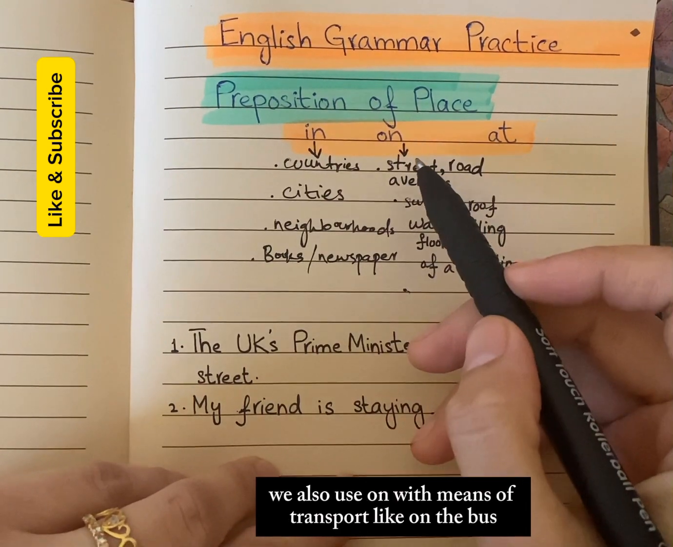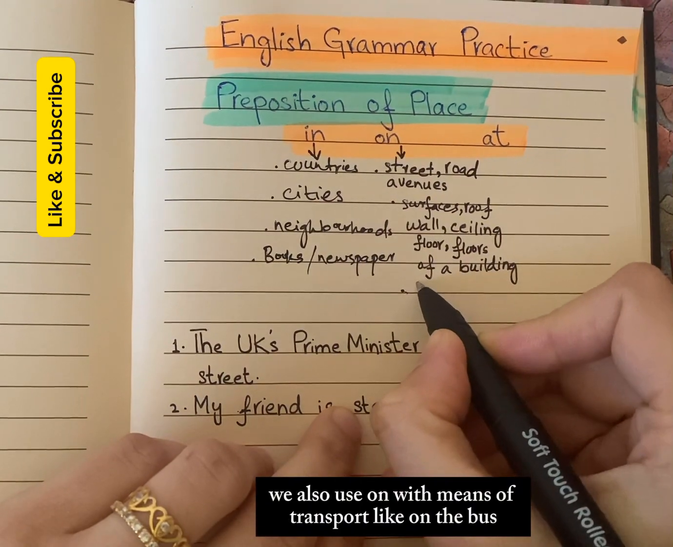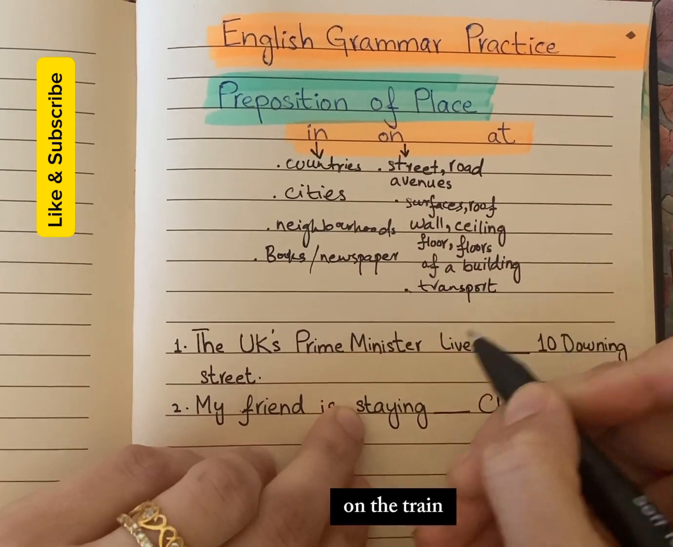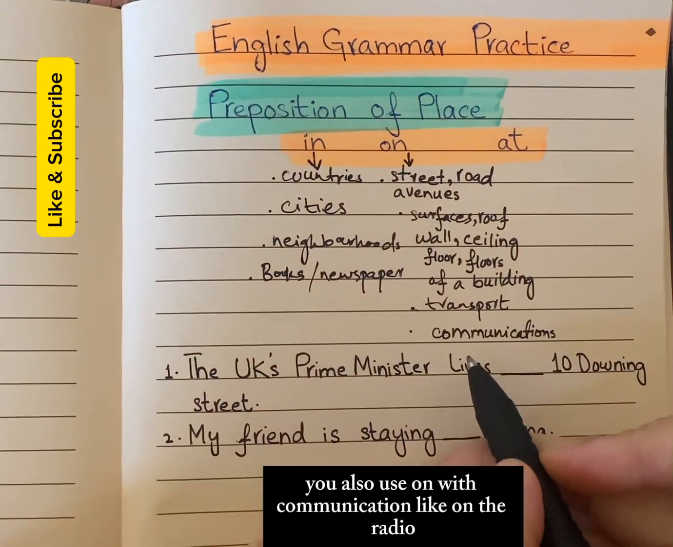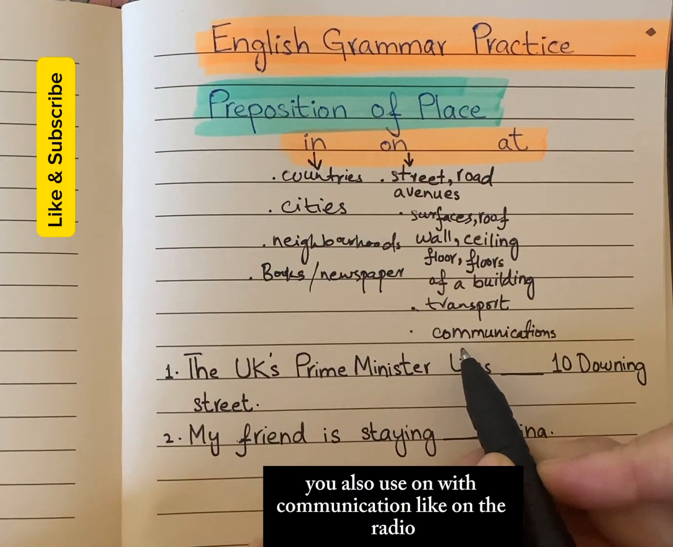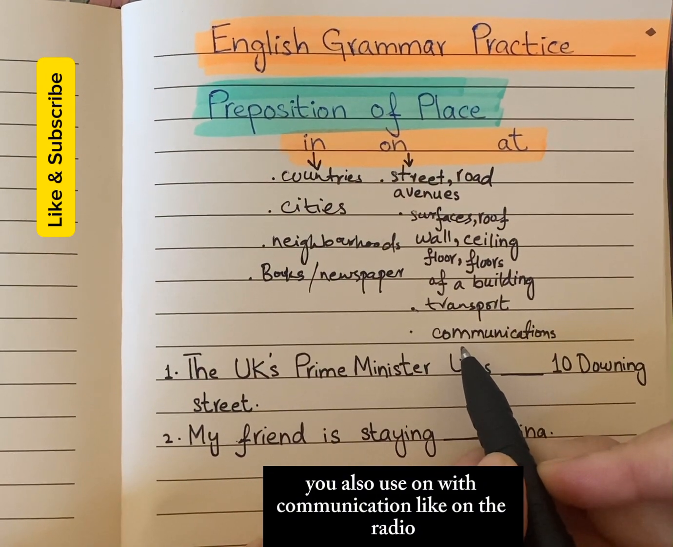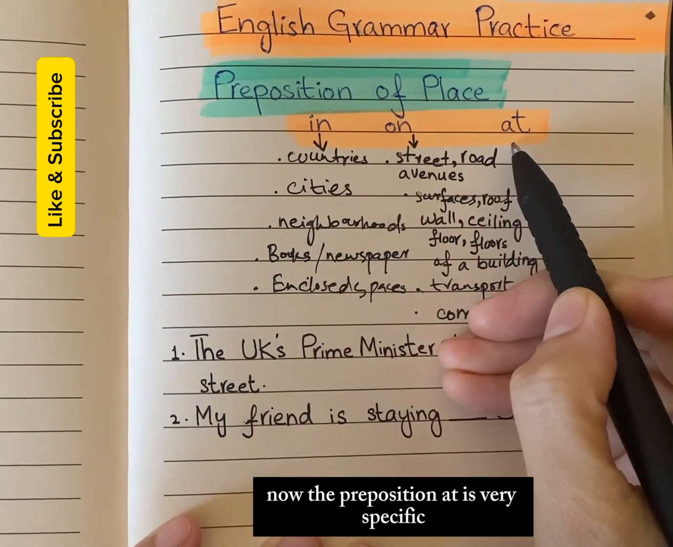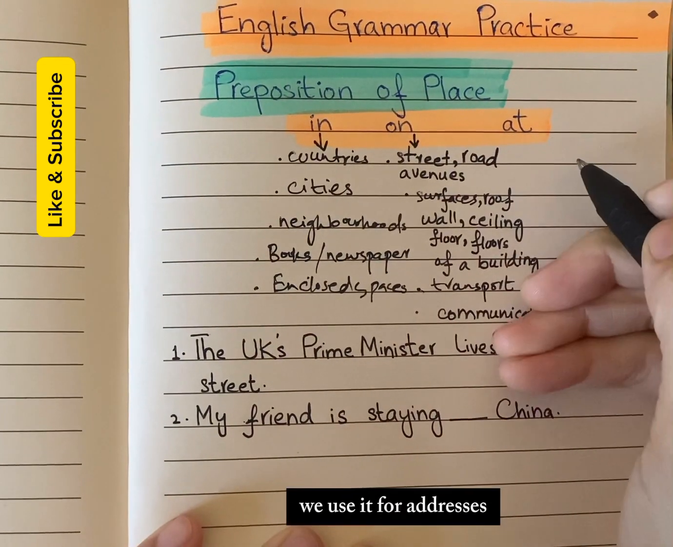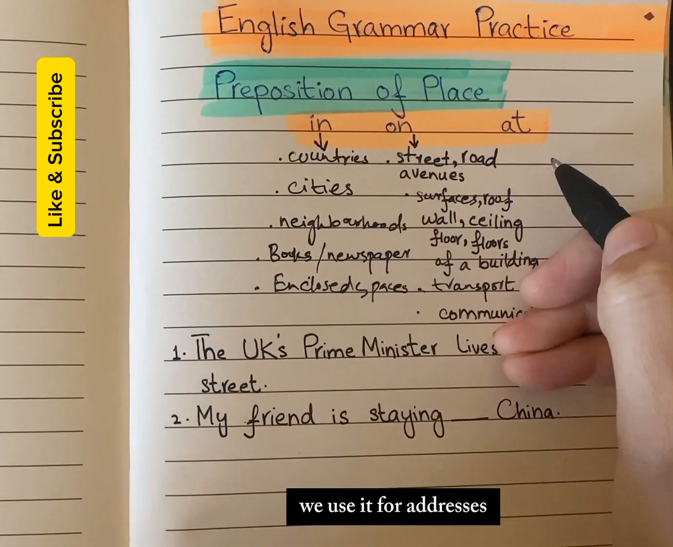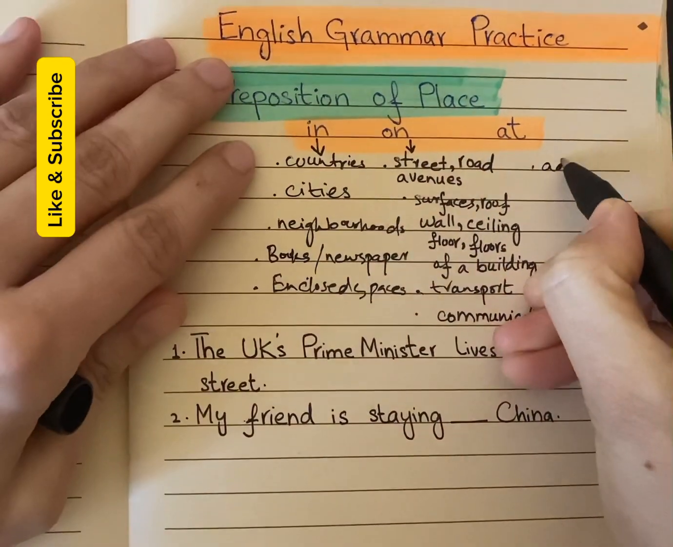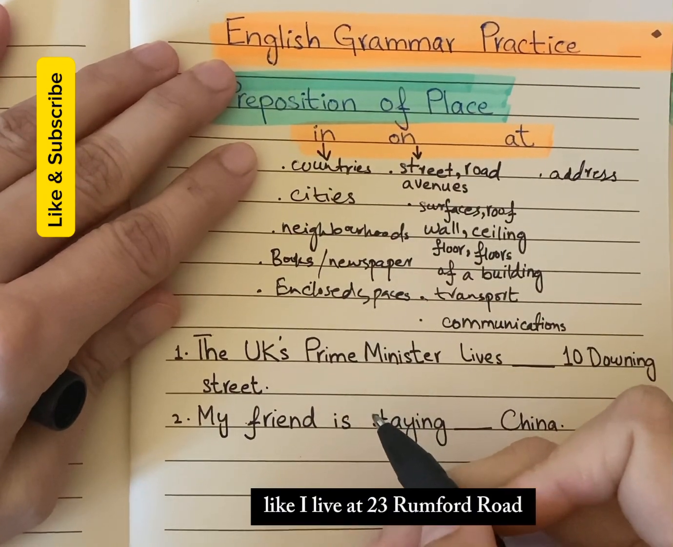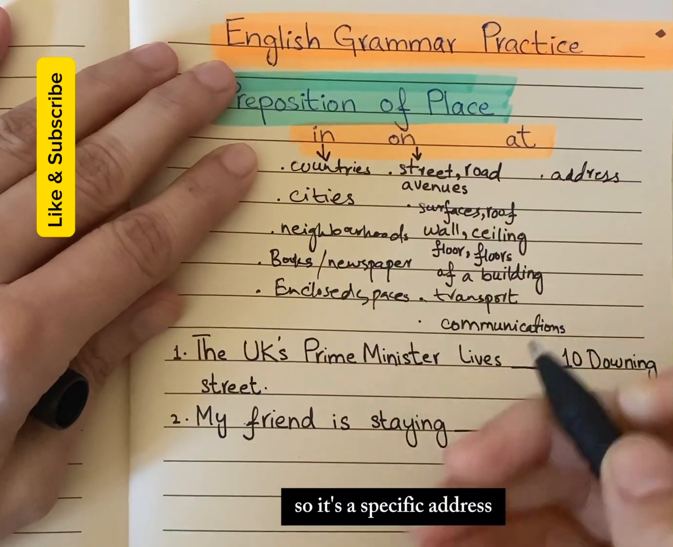We also use on with means of transport, like on the bus, on the train, on the plane. We also use on with communication, like on the radio, on the TV, on the internet. Now the preposition at is very specific. We use it for addresses, like I live at 23 Rumford Road, so it's a specific address.